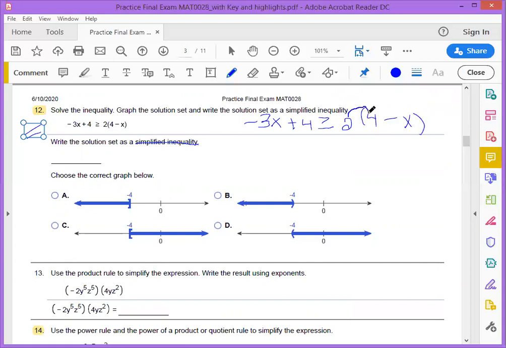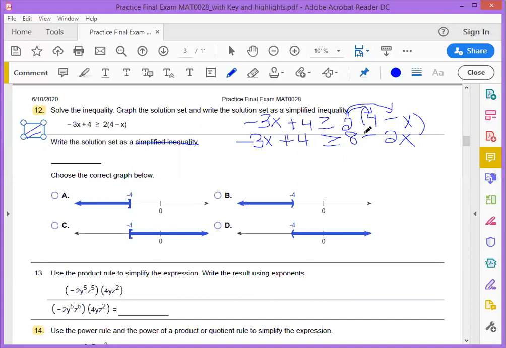So here on the right side of our inequality, we need to distribute. We're distributing 2 times both terms inside parentheses. So 2 times 4 would give us 8 minus 2 times x, which is 2x. Bring down our inequality symbol and all the terms on the right and the left side. So bring down our plus 4 and minus 3x on the left side of the inequality.